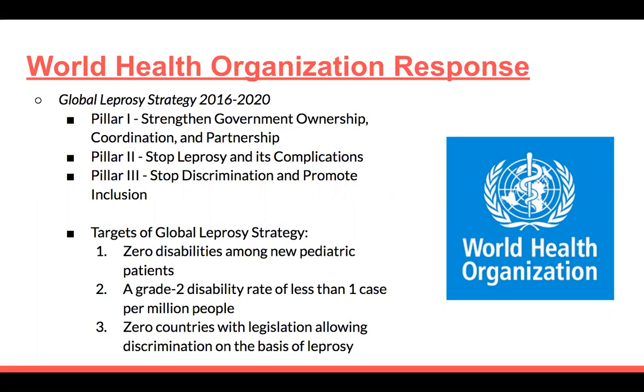The targets of this global leprosy strategy include: 1, 0 disabilities among new pediatric patients; 2, a grade 2 disability rate less than 1 case per million people; and 3, 0 countries with legislation allowing discrimination on the basis of leprosy. In addition to this strategy, in 2017, the World Health Organization published the Monitoring and Evaluation Guide, and in 2018, they published guidelines for the diagnosis, treatment, and prevention of leprosy.